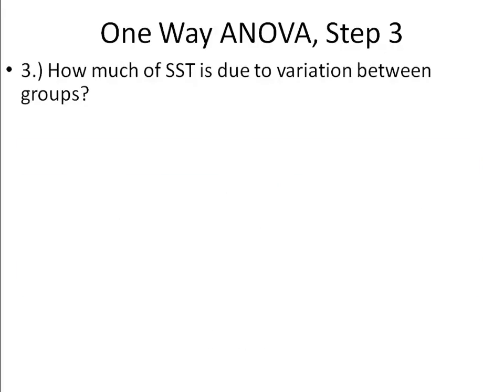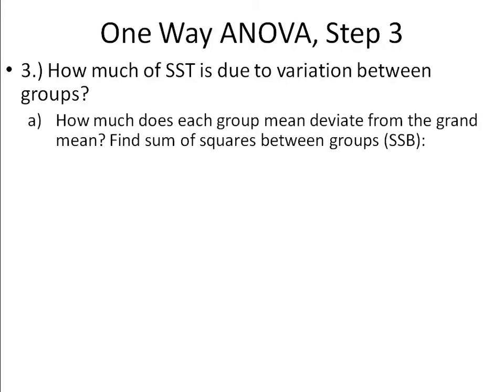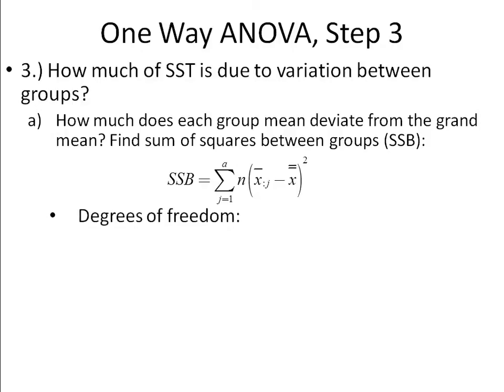Step 3 is asking the question of how much of the total sum of squares is due to variation between groups. So it asks how much each group mean deviates from the grand mean, and that's found through finding the sum of squares between groups, or the SSB. In mathematical notation, it's shown through this summation. It has associated degrees of freedom of A minus 1.